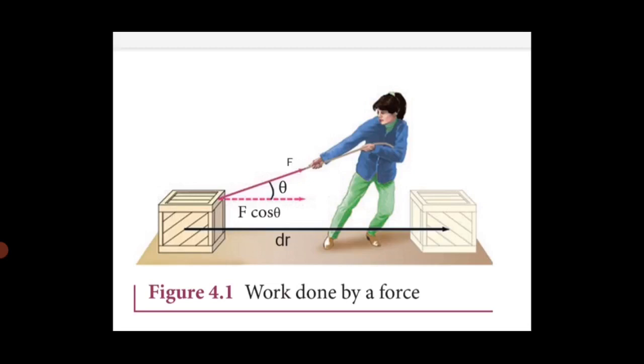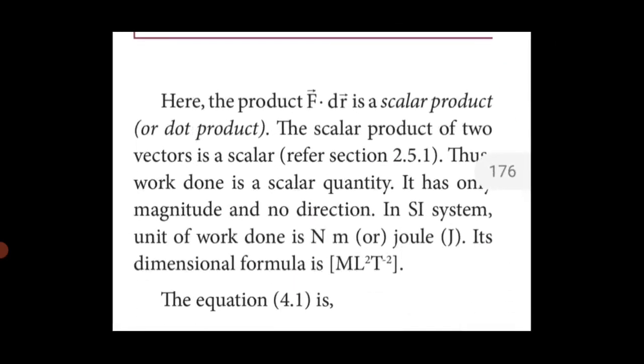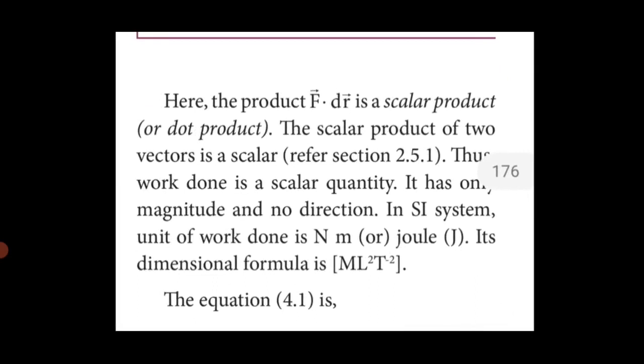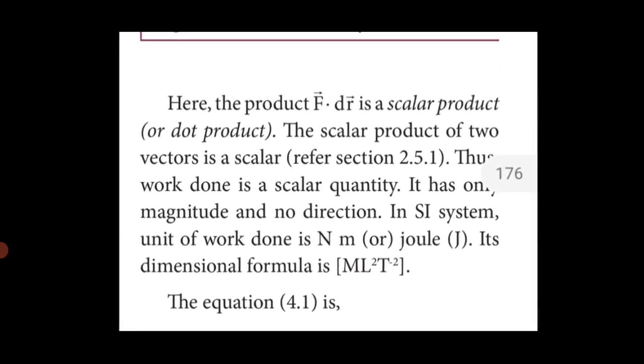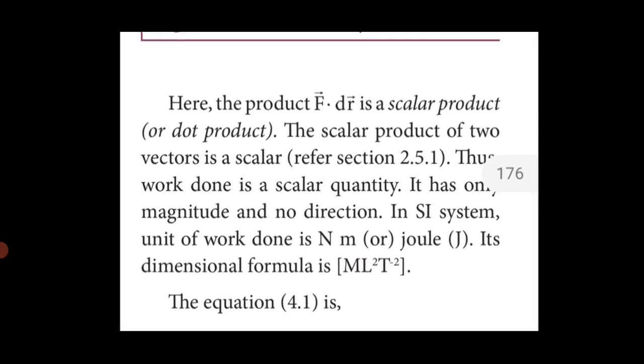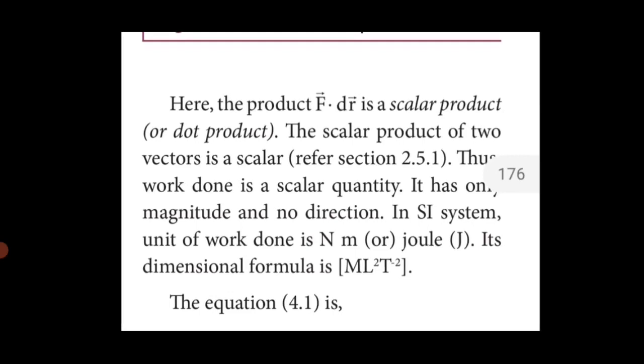So F cos theta. Here the product F dot dr is a scalar product, or a dot product, and this is a scalar quantity. So work done is a scalar quantity. Do you know the meaning of a scalar quantity? It has magnitude but does not have direction. It does not have only one certain direction; it can have multiple directions. So that means no direction for the work done. It has magnitude only.